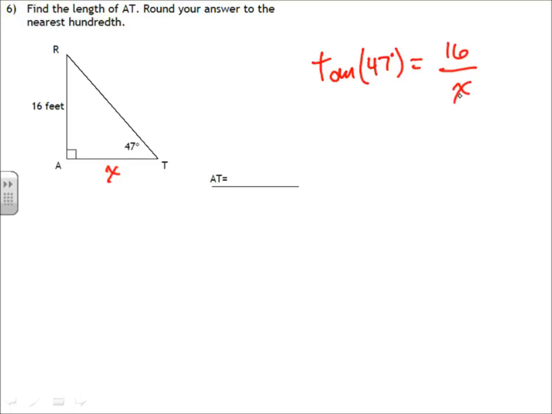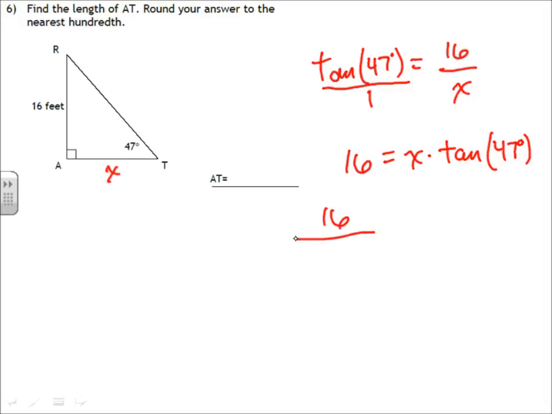Again, my variable's in the denominator. I'm going to look at this as a proportion. So my cross products are equal. So 1 times 16 is 16, and that will equal x times the tangent of 47 degrees. Dividing by the tangent of 47, I see that x is equal to 16 divided by the tangent of 47 degrees.